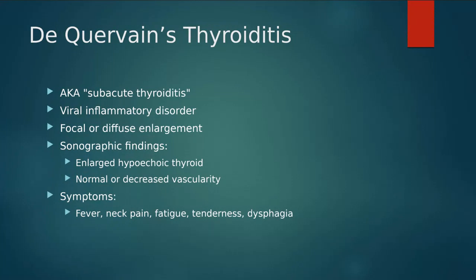We're going to see it become hypoechoic. We could even see potentially decreased vascularity, which is a little bit abnormal for any type of itis, but we can. Usually we're going to see normal vascularity with this type of thyroiditis, and symptoms: fever, neck pain, fatigue, tenderness, dysphagia. So all of this is going to kind of make sense in terms of a viral contraction, right? Fever, fatigue, tenderness, that all kind of goes hand in hand with fighting off any type of virus.